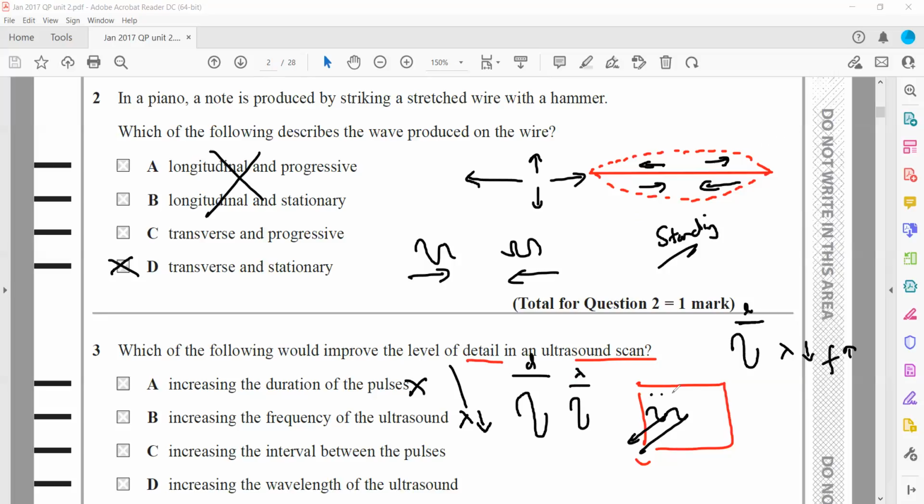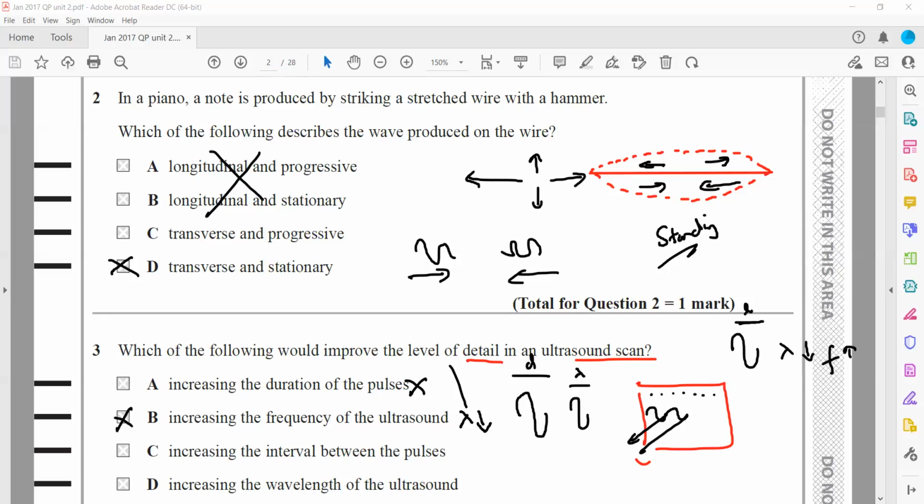So there are more points from which the pulse will be reflected, because after completing each cycle, part of the pulse is reflected. Once it completes one cycle, if the frequency is high or the wavelength is shorter, part of the pulse will reflect and we will get a more detailed image. Increasing the time interval between the pulses does not affect the detail of the image, and increasing the wavelength will reduce the detail of the image. So changing the time interval does not affect the detail of the image. Only the frequency or wavelength can affect it.